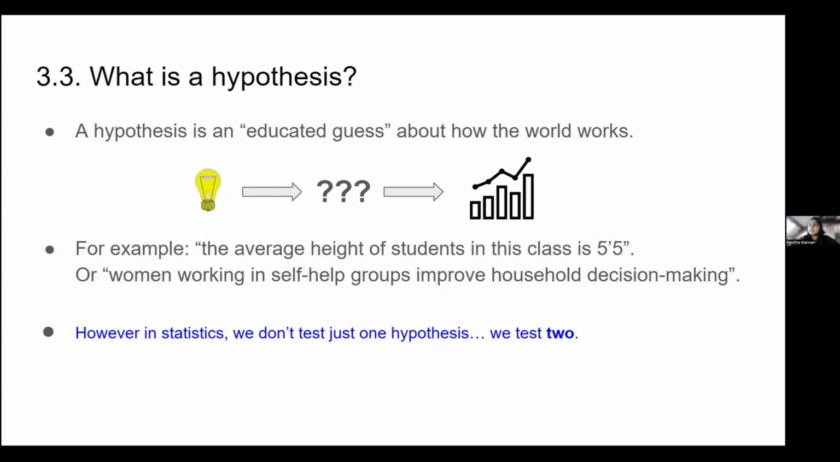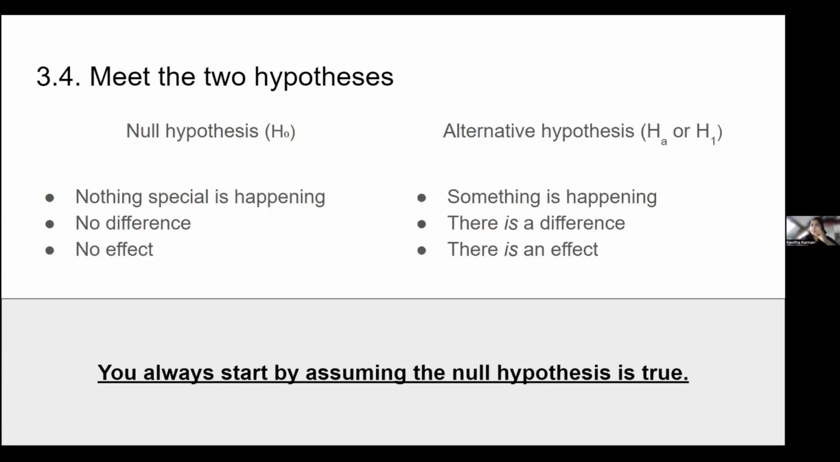But in statistics, we don't just test one hypothesis, we test two hypotheses. And so I present the two hypotheses to you, what is called a null hypothesis and an alternative hypothesis. So in the beginning, of course, it might feel like, what are these statements?